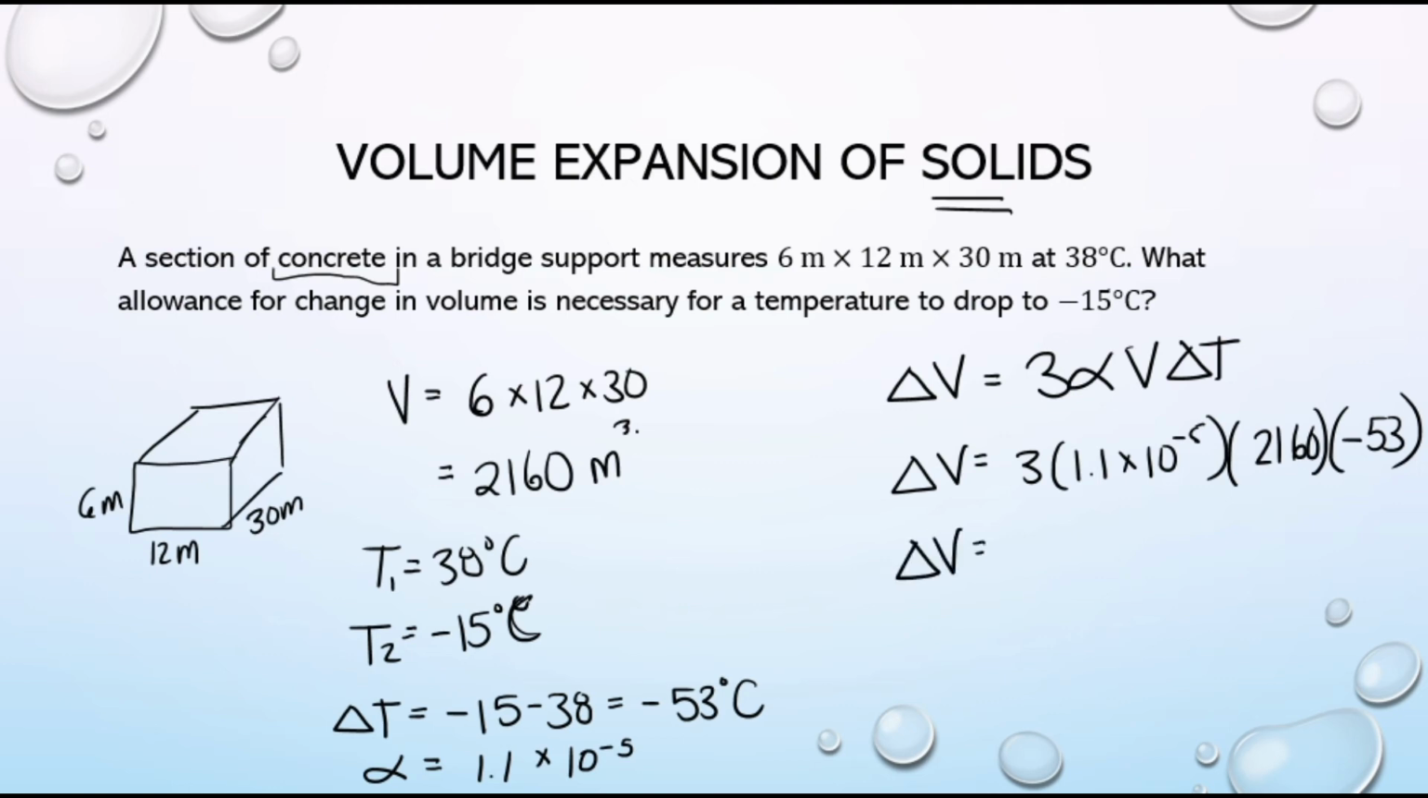Finishing the math, the change in volume would be -3.778 meters cubed, which means that when you drop that temperature to -15 degrees Celsius, you can expect this block to contract by that amount, and you better have allowances built in for that.